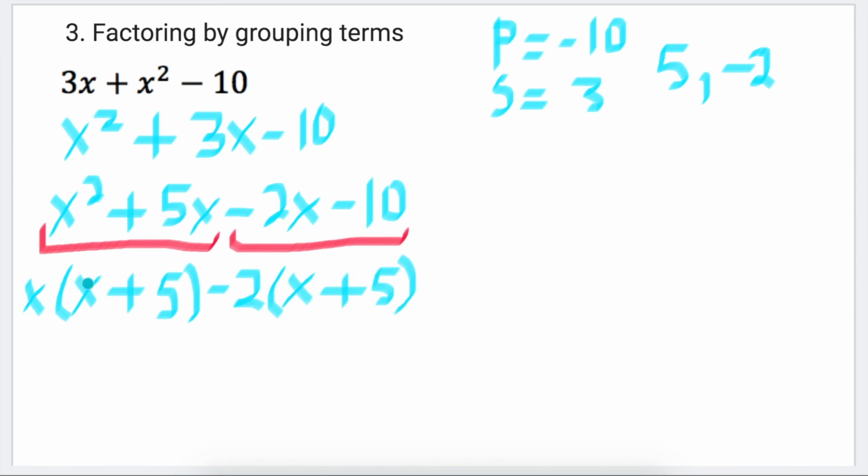It's really important at this step that you notice the two parentheses are exactly the same. Once you've confirmed that, you take the x that is in front of the first parentheses and the -2, and you put them inside the first parentheses, and then you only take one of the two parentheses that has x plus 5, and that will make up the other factor.